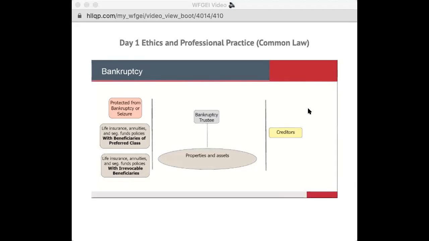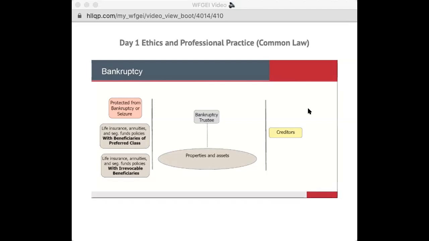Okay. Now there are some properties that are protected against seizure. If you look at the left hand of the slide, you'll see they're protected from bankruptcy or seizure. And that is for life insurance, annuities, and segregated fund policies, where beneficiaries are in the preferred class. And this is very, very important. If you name your estate as the beneficiary, let's say, of life insurance or your annuities, or you name somebody outside of the preferred class, remember that the preferred class was your mother, your father, your spouse, your children, your grandchildren, and any legally adopted children.